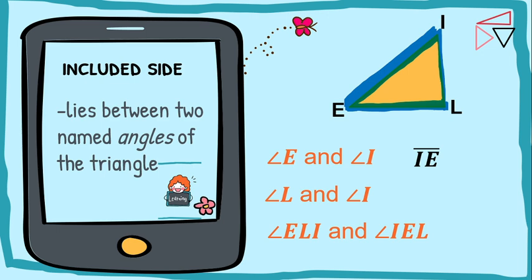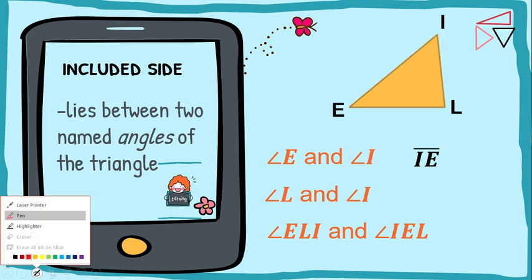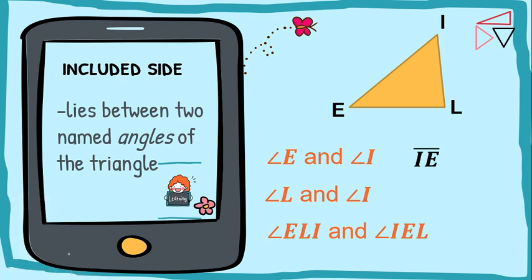Now, how about for angle L and angle I? So, let's erase. And then, let's use another one. So, we have here angle L. Ito yung angle L natin. And ito naman yung angle I natin. So, what is the included side? Very good. That is side IL.